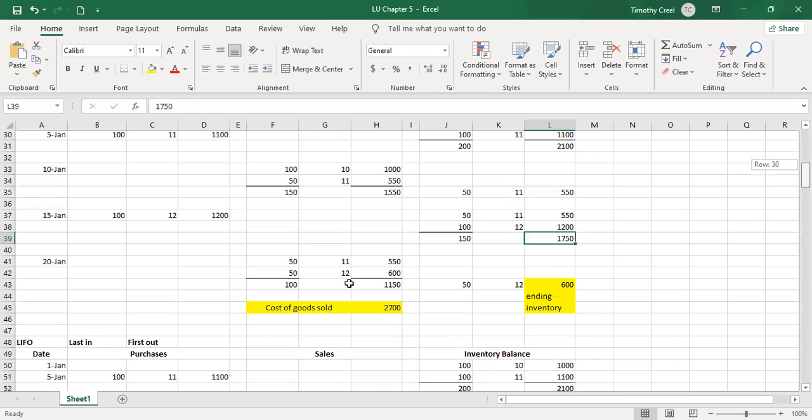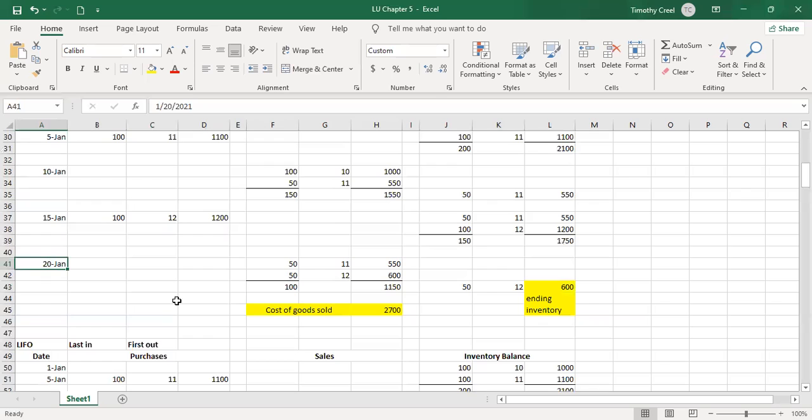Now, on January 20th, we make a sale. We're going to sell 100 units.